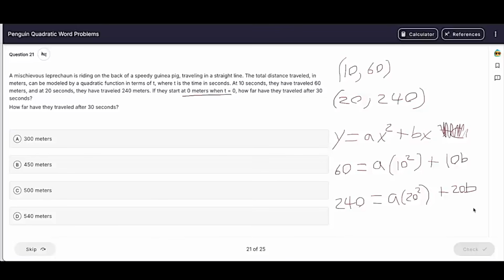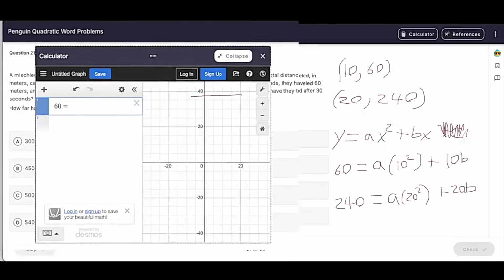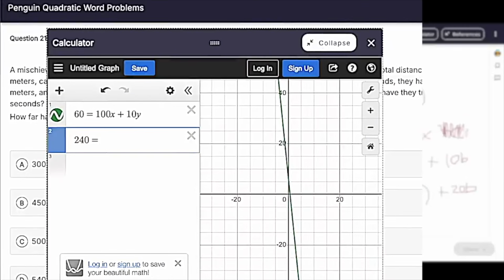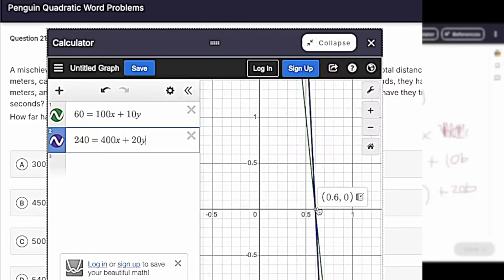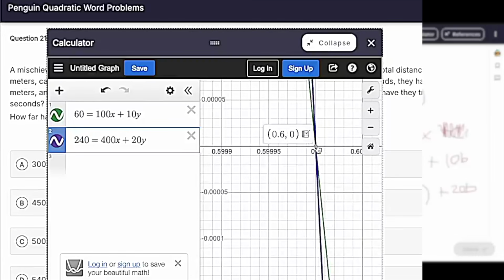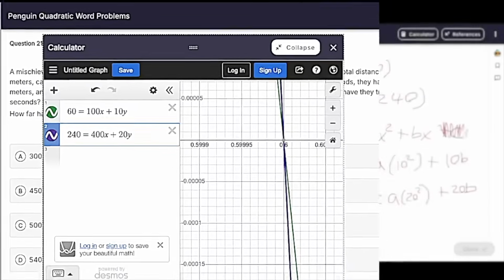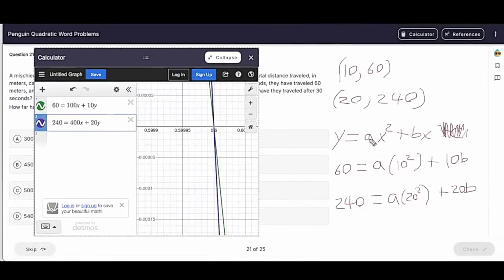But instead, let's actually just hack the system and let's change our A's into X's and we'll turn our B's into Y's and we'll plug it into Desmos. And I'm going to simplify 10 squared to 100. I'll also simplify 20 squared to 400 and we can zoom in here and get our intersection, which is going to be 0.6 as X and 0 as Y. So we just have to remember that we actually said that A was X. So into our equation here, we can say 0.6 X squared.